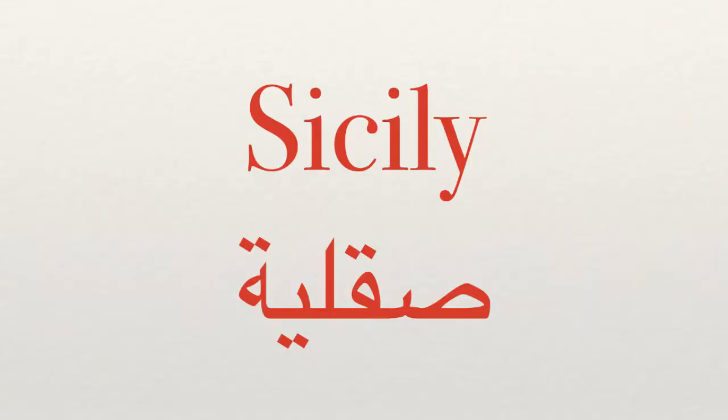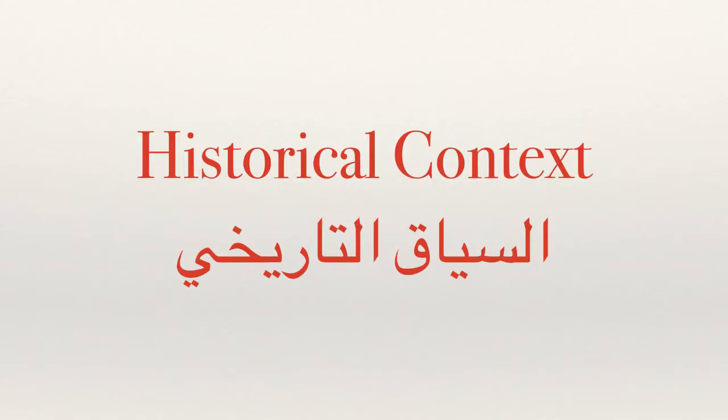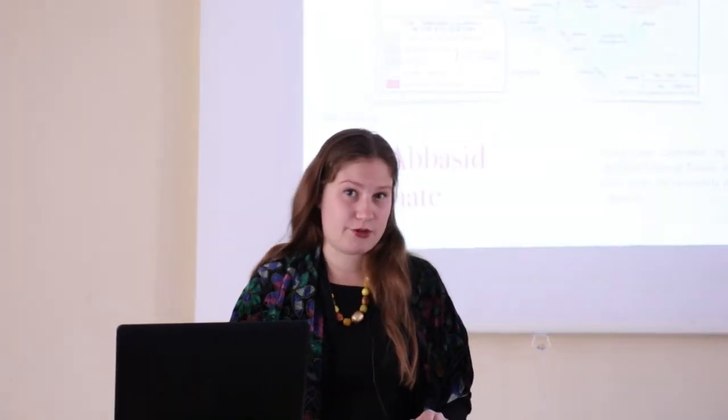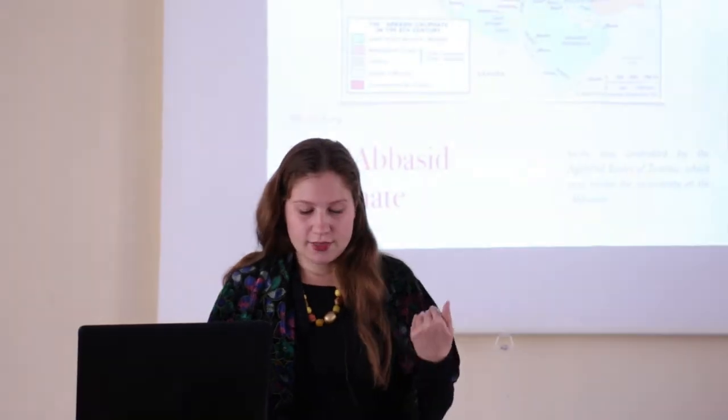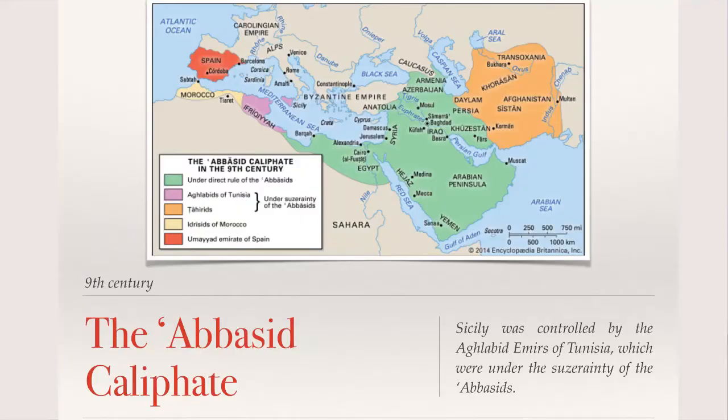So let's first start with Sicily. A little bit of historical context. We'll start there. So how did Muslims get to the island that is today a part of Europe? Well, it's actually not too difficult, considering that parts of Sicily are actually further south than parts of Tunisia. And in fact, it was the dynasty from Tunisia that made its way across the sea.